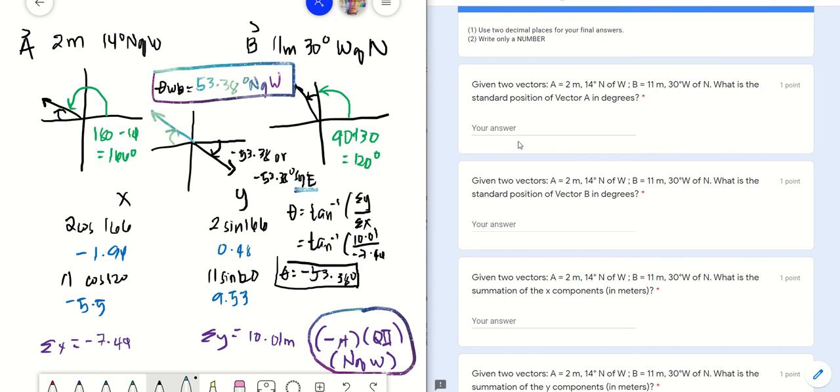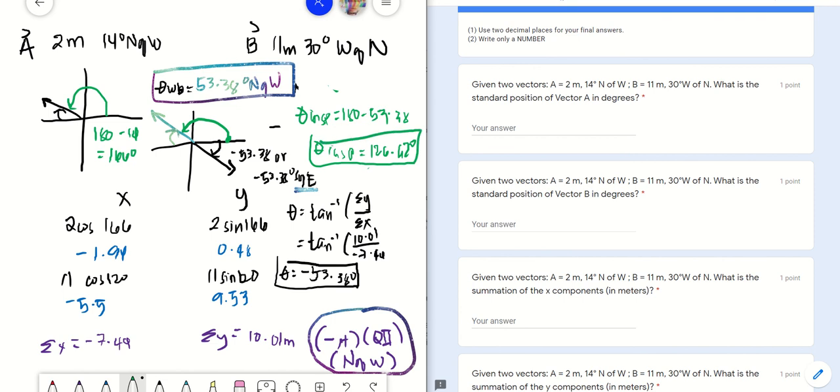How about your angle in standard position from the east? Let's erase this. Angle in standard position: angle in SP is just 180 minus 53.38. Your angle in standard position is 126.62 degrees. Let's check if our answers are correct.